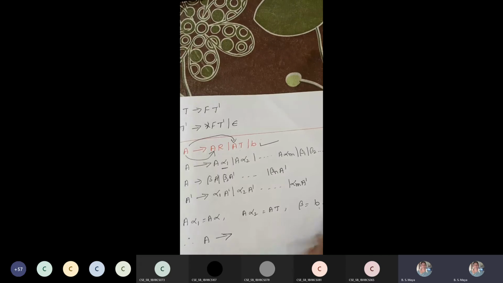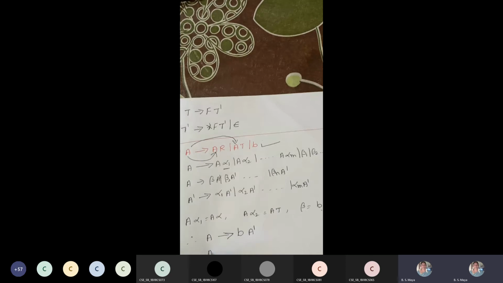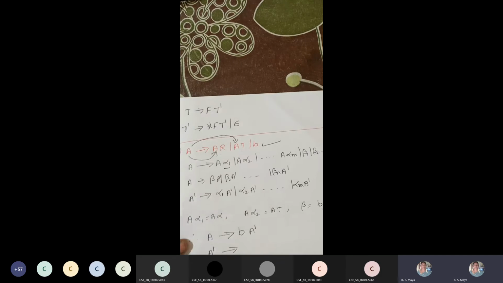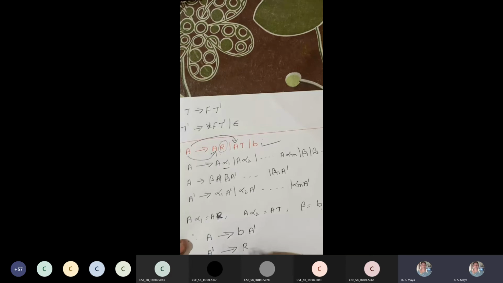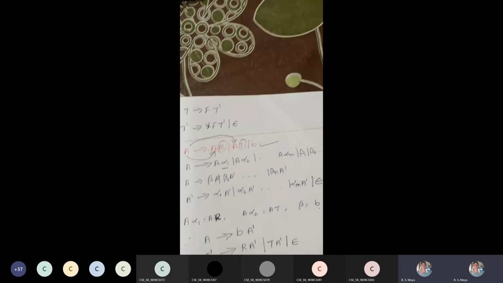What is beta? B. B into a new non-terminal, A dash. I will take A dash. B into A dash. What is A dash now? R A dash. You take the first one, which is R. Which one is the remaining here? R into A dash. What is the remaining here? The second one, T A dash. A dash then epsilon. Don't forget epsilon. Epsilon should be added.